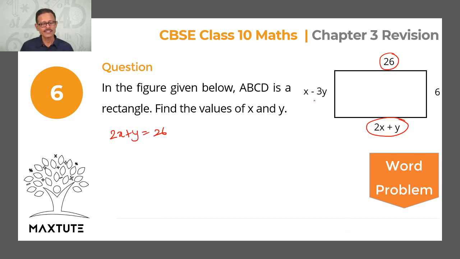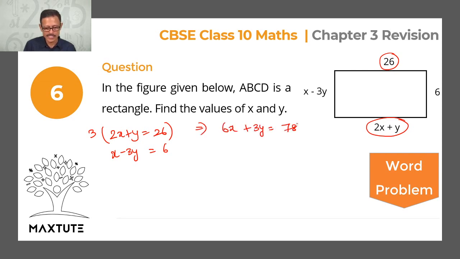The second equation: the width is also going to be the same on both sides. x minus 3y is the width mentioned on one side. 6 is the width mentioned on the second side. Let's figure a way to make the coefficients of y the same in both these equations. I'm going to go about it using the elimination method. So let's multiply this equation with a 3. So that will result in 6x plus 3y is equal to 78. The second equation is x minus 3y is equal to 6.